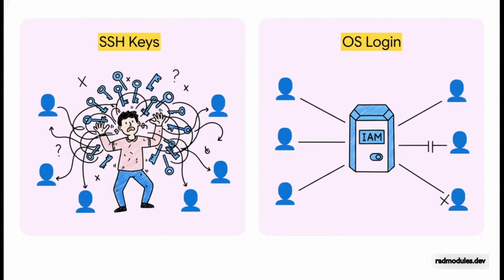Finally, let's talk about getting into your virtual machines. The old-school way was managing individual SSH key files for everyone, and trust me, that gets messy and insecure really fast. The modern, Google-recommended way is OS Login. It's so much better. It just links SSH access directly to a user's Google identity and their IAM roles. Access is centralized, you can revoke it instantly, and you have a perfect audit trail.